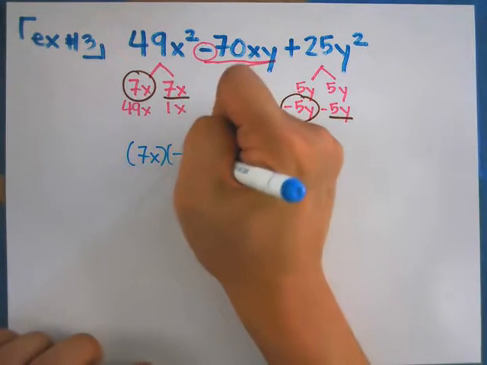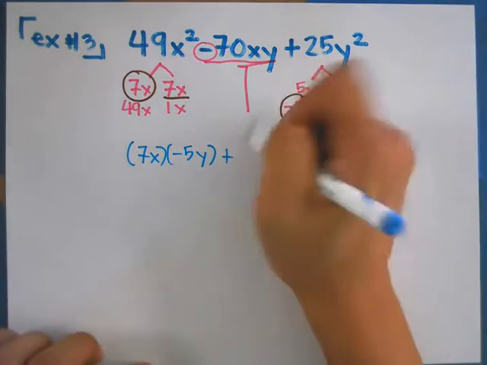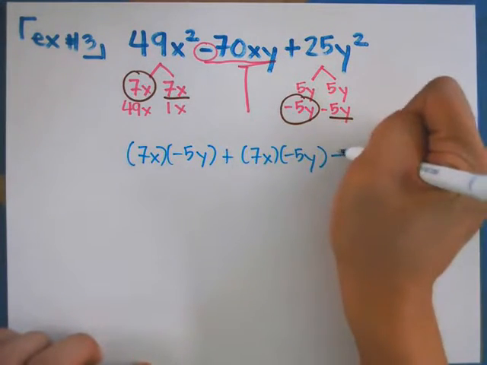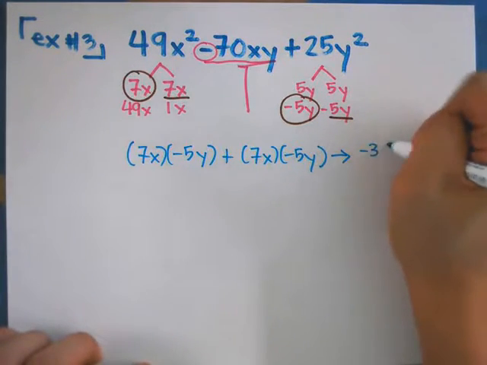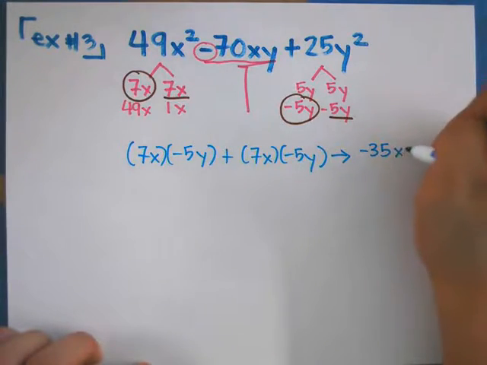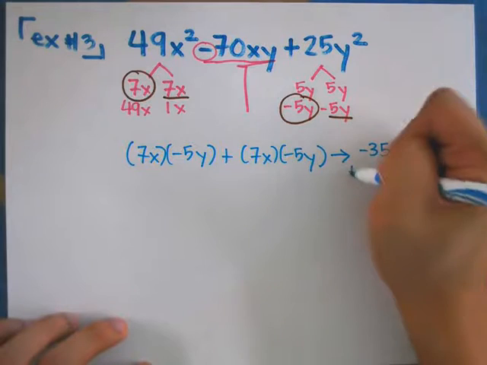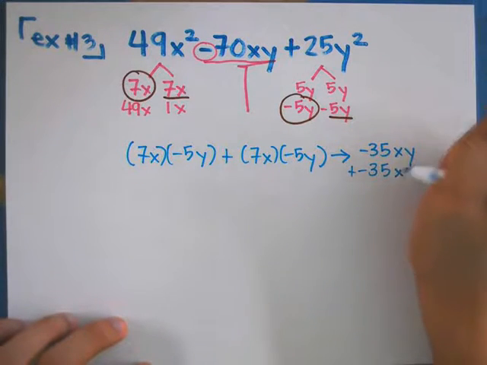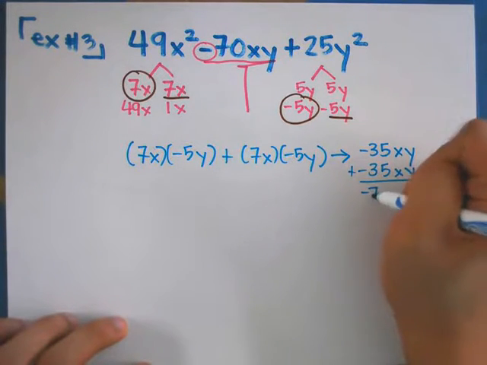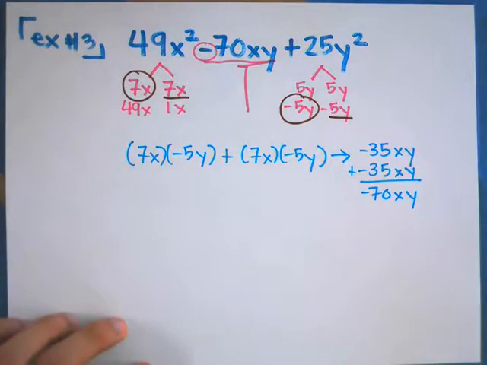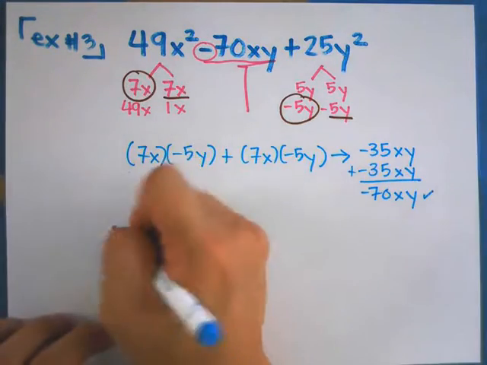7x times -5y plus 7x times -5y. This should work out because they're both going to be -35xy. Okay. Plus a -35xy, and that's going to be the -70xy that we want anyway. Okay, so it does work out, these pairs.